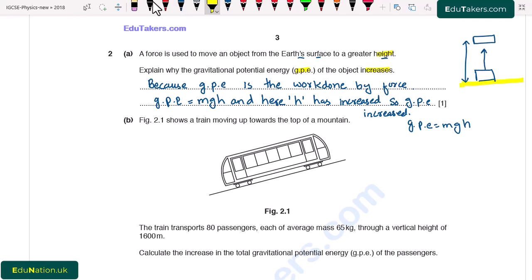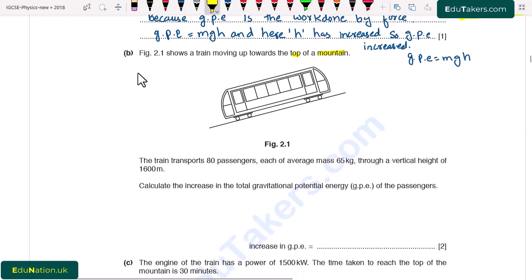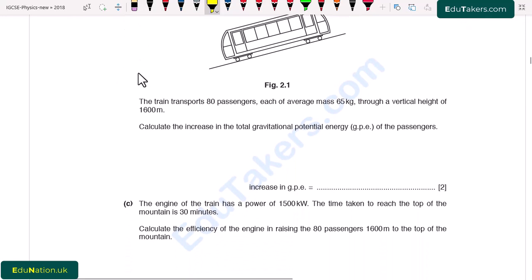Part B. Figure 2.1 shows a train moving up towards the top of a mountain. So this train is basically moving towards the top of the mountain. The train transports 80 passengers. Each of average mass is 65 kg. There are a total of 80 passengers and each one of them has an average mass of 65 kg through a vertical height of 1600 meters. Calculate the increase in the total gravitational potential energy of the passengers.